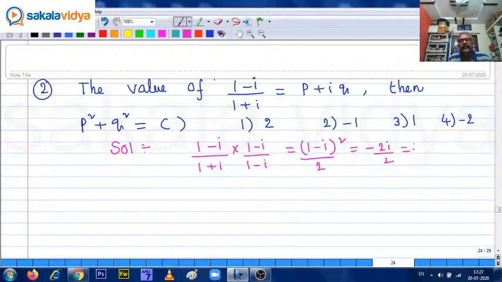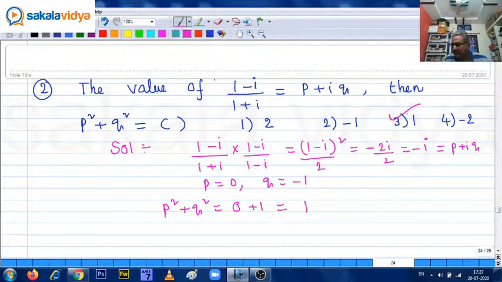So actually you will be getting minus i. You need to compare with p plus iq. This is purely imaginary, that means the real part p is equal to 0, and the imaginary part q is equal to minus 1. What are we asked? p square plus q square: 0 square is 0, minus 1 square is 1, so 0 plus 1 is 1. So the answer is 1.